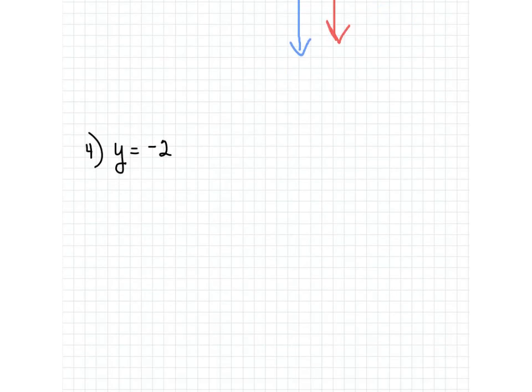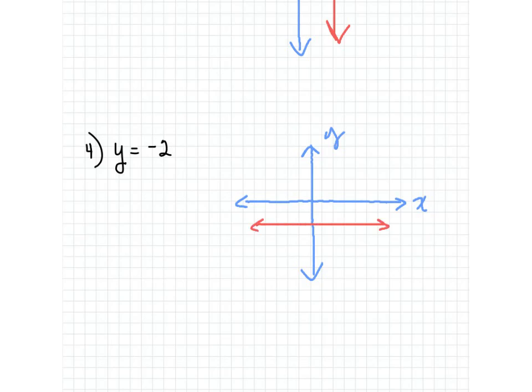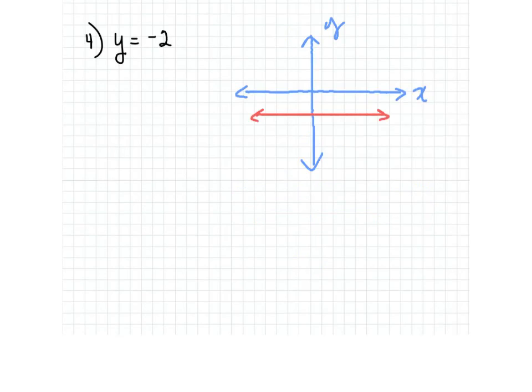Y equals -2. Well, that's just as easy. Let's graph this one. Here's the x-axis. Here's the y-axis. Y is -2, that's there. This is a horizontal line that goes through -2 on the y-axis. Okay, let's continue.